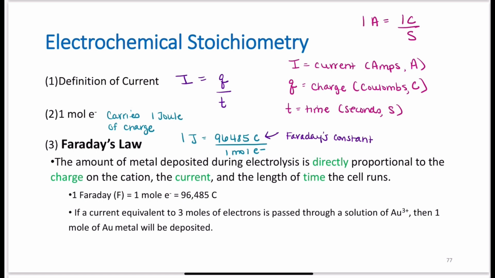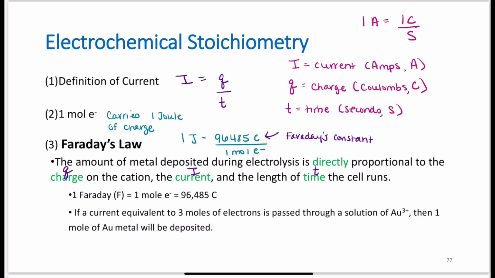So Faraday's law tells us that the amount of metal deposited during electrolysis, again, electrolysis means non-spontaneous process, I'm applying electricity from an outside source, is directly proportional to the charge on the cation, the current, and the length of time the cell runs. So what is my charge? What is my current? And what is my time?